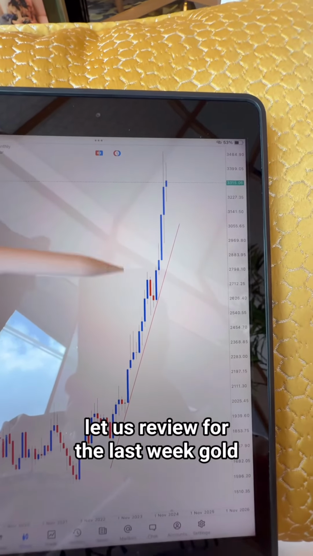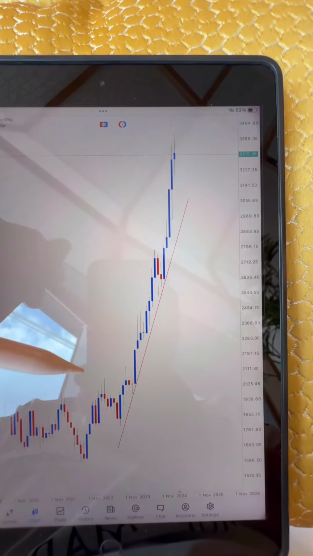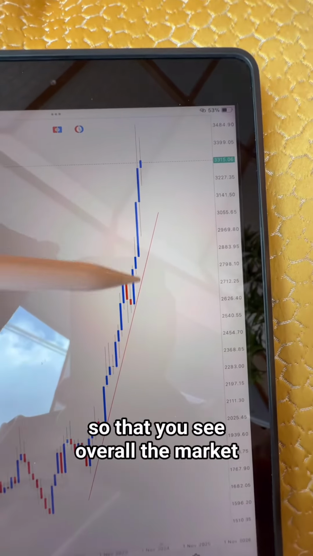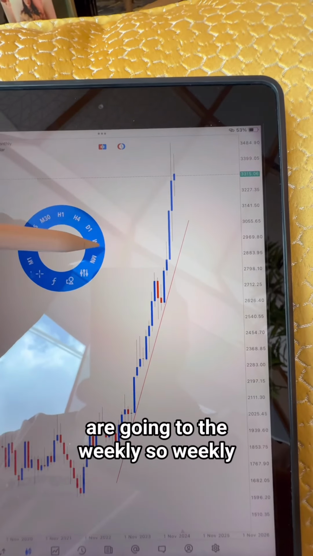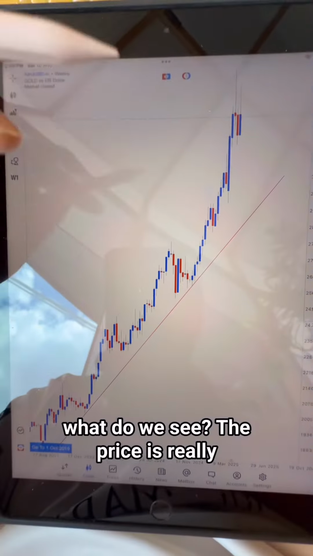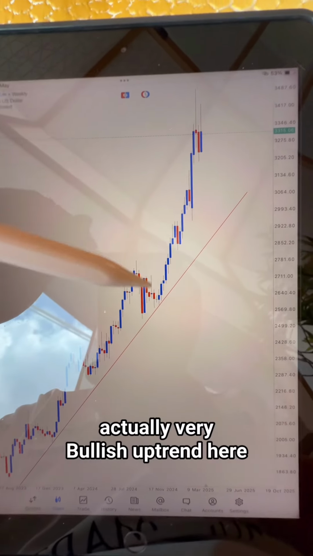So let us review the gold market for the last week. This one is a monthly time frame, and you see that overall the market is still very bullish. We are doing a top-down analysis first, and now we are going to the weekly. So weekly, what do we see? The price is still respecting the trend line, still a very bullish uptrend here.